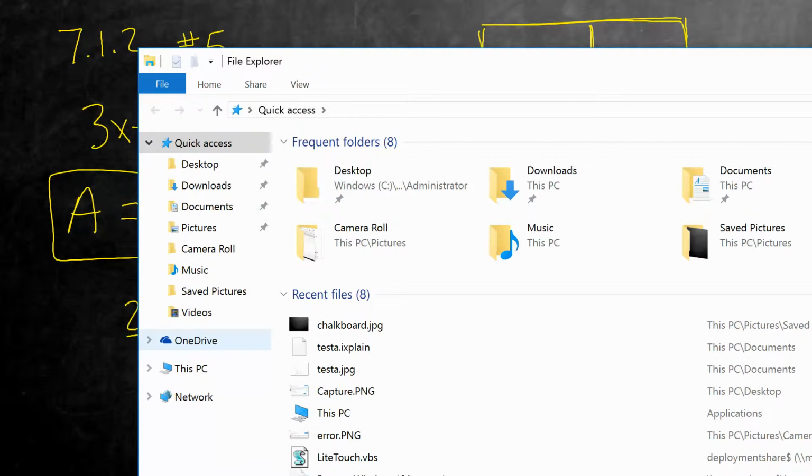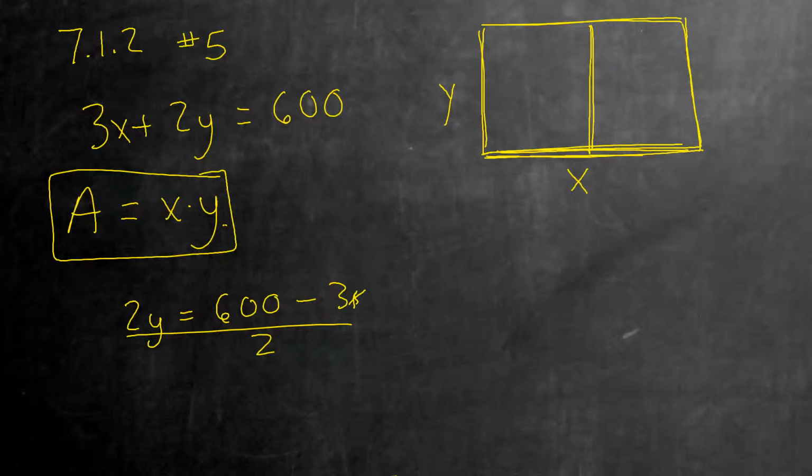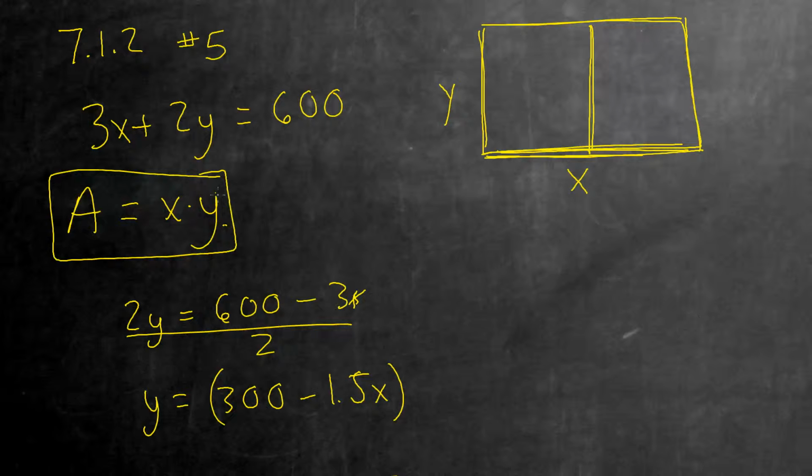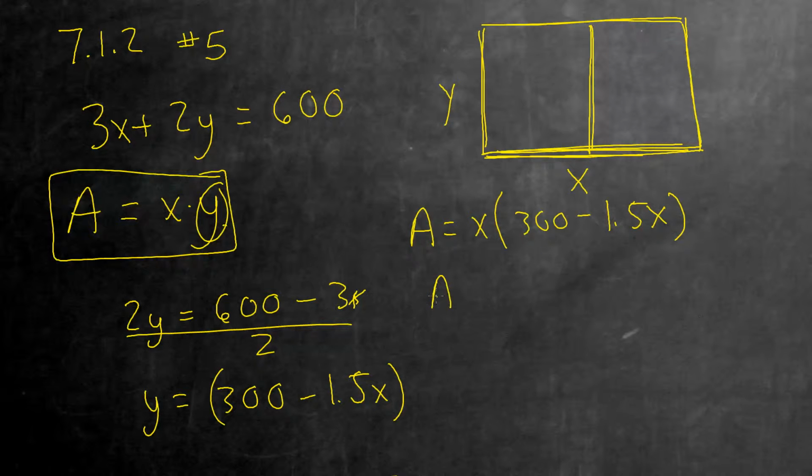and we seem to end up with something that's kind of clean if I just divide by the 2: 300 minus 1.5x. So that's what y equals. I'm going to put that there. So my area equals x times 300 minus 1.5x. I could multiply, or I could put it into my calculator with parentheses. Area equals 300x minus 1.5x squared.